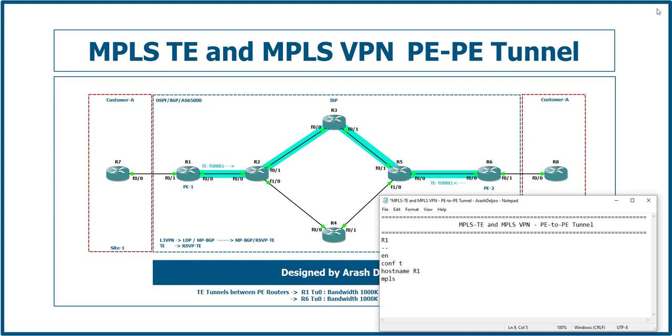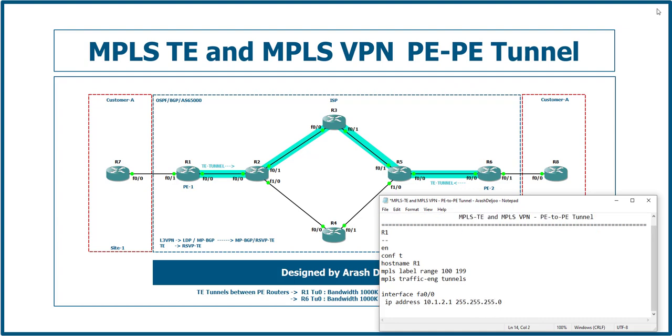Let me define the MPLS label range between 100 to 199. And after that, because we need traffic engineering, let me configure mpls traffic-eng tunnels. That's it. And after that, now we can configure the interface IP addressing, interface FastEthernet 0/0. The IP address of this interface is 10.1.1.1 with mask 255.255.255.0.